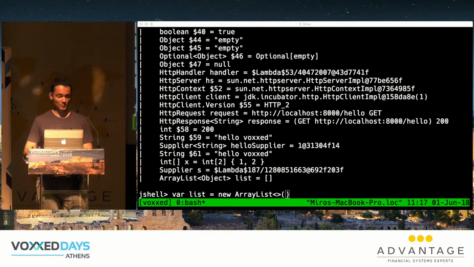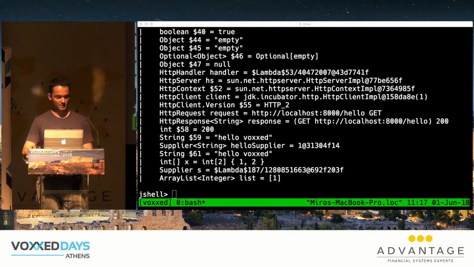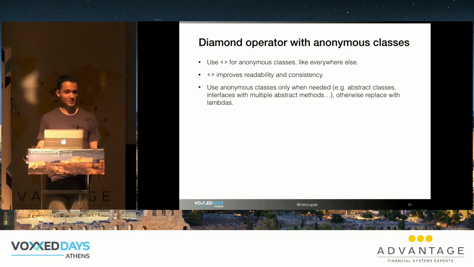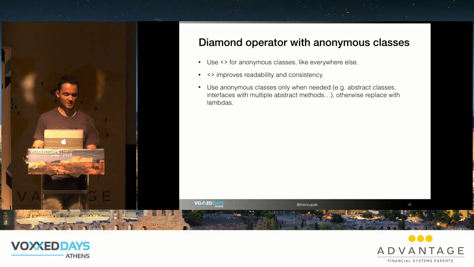By the way, if I actually pre-initialized this array with something, let's say integers, this would work fine, and we would actually end up with an array list of integer. And you can do all sorts of funny things with this, particularly if you use it with stuff like anonymous classes. But to wrap up, diamond operator, just use it as you normally would. Use it everywhere, including anonymous classes.